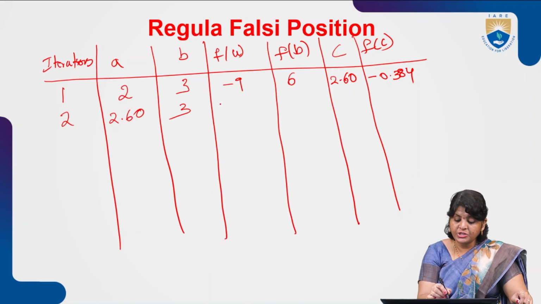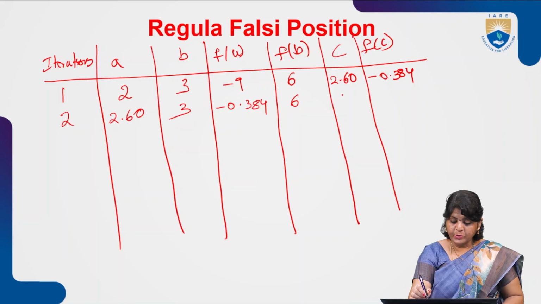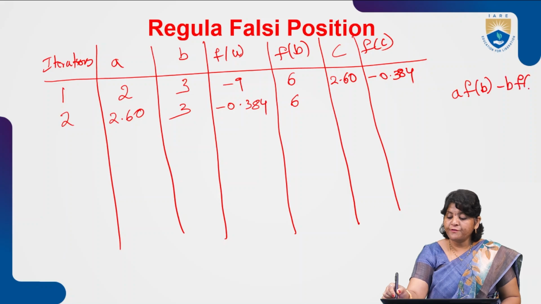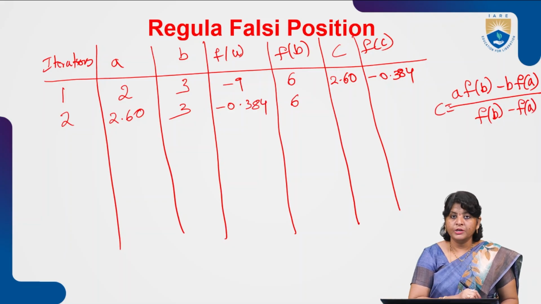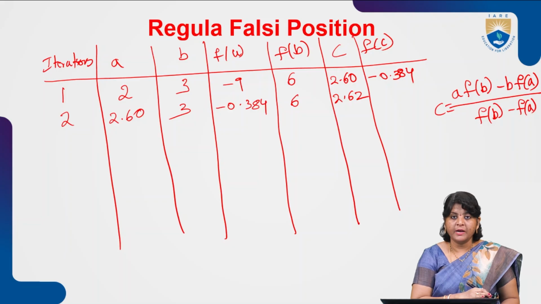Now, f of a is how much? Minus 0.384. And f of b is the same. Now, what is the c value? We need to find it by using the formula. Continuously, these f of a, f of b and a, b values will change. Based on that, we need to find out the c value. For the second iteration, we got c is equal to 2.62. I'm going to consider only up to 2 decimals. If we want, we can move on to 3 decimals, 4 decimals as per the question given.